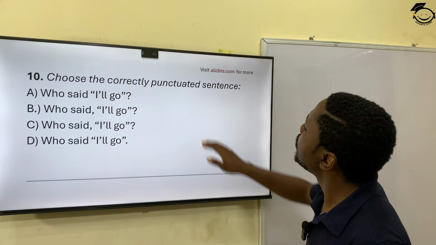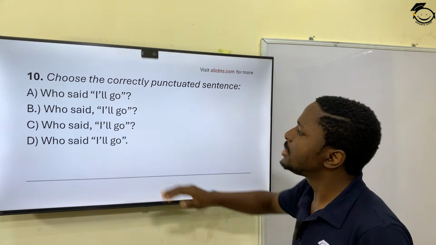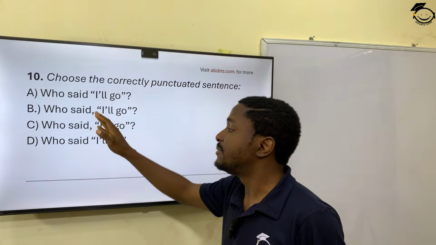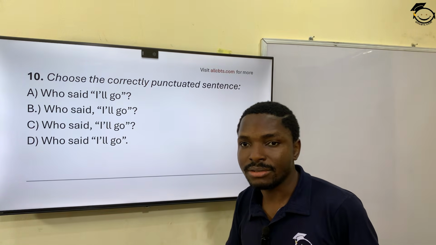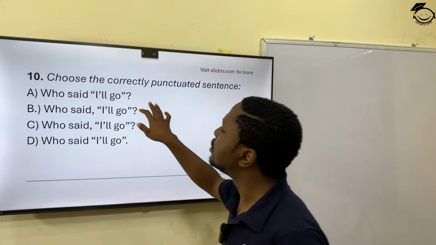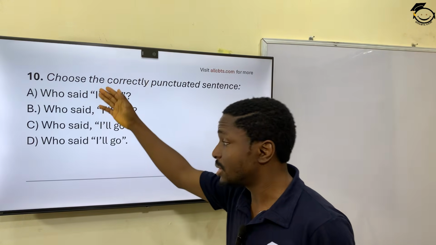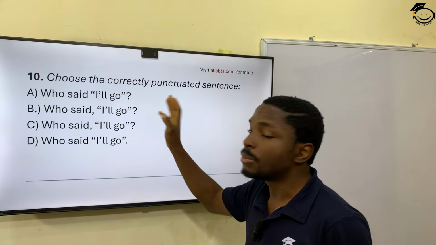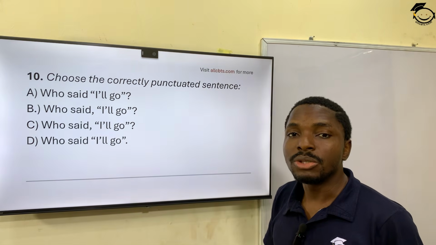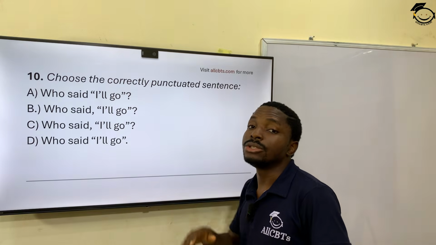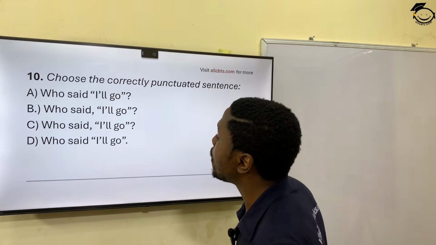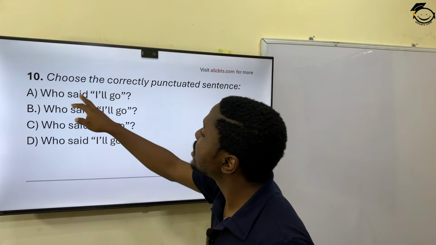Choose the correctly punctuated sentence. That means they all have the same wording, but differently punctuated. Okay. So, who said I'll go? That's what is in all 4 options. But the placement of the punctuation marks determines which is correct, and the intonation that you use in reading that particular sentence or statement. So, who said I'll go?